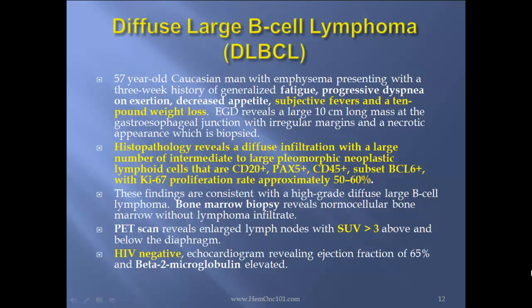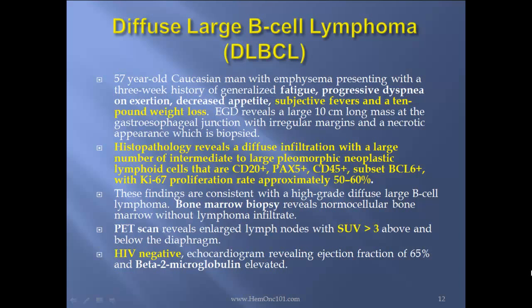Diffuse large B-cell lymphoma, case report. A 56-year-old Caucasian man with emphysema presenting with a 3-week history of generalized fatigue, dyspnea, decreased appetite, fevers, and a 10-pound weight loss. So, B symptoms. EGD reveals a large 10-centimeter mass at the GE junction with irregular margins and necrotic appearance, which is biopsied.